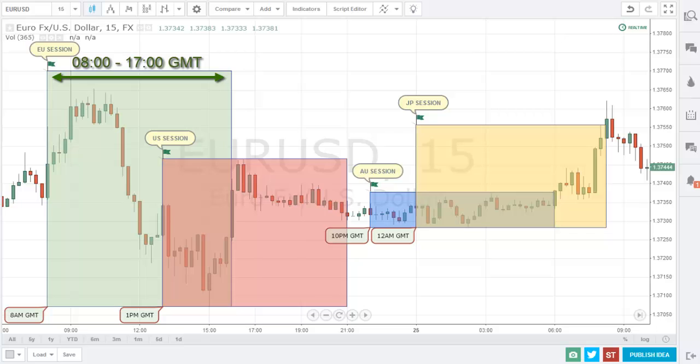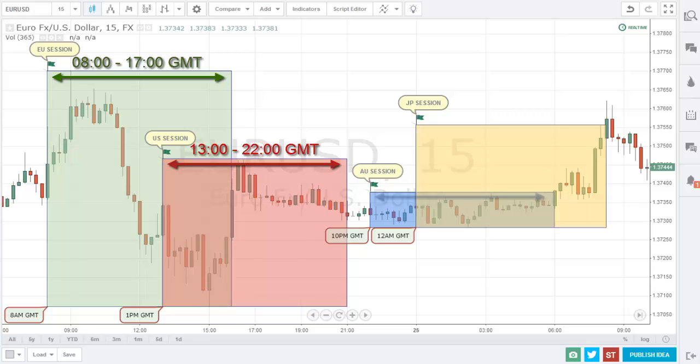The next session would be the US session, which runs from 13:00 to 22:00 GMT. Even with a minimum overlap in hours, this is a great period to implement your binary option strategies. You can expect good volatility in any currency pair. This is because the US dollar is the most traded currency in the world.